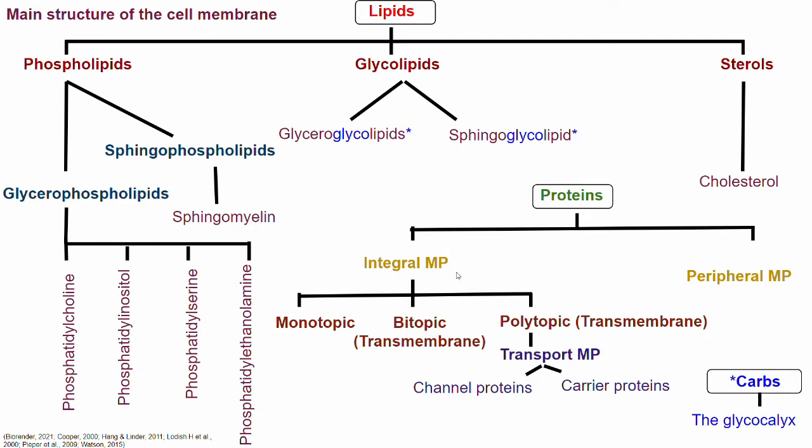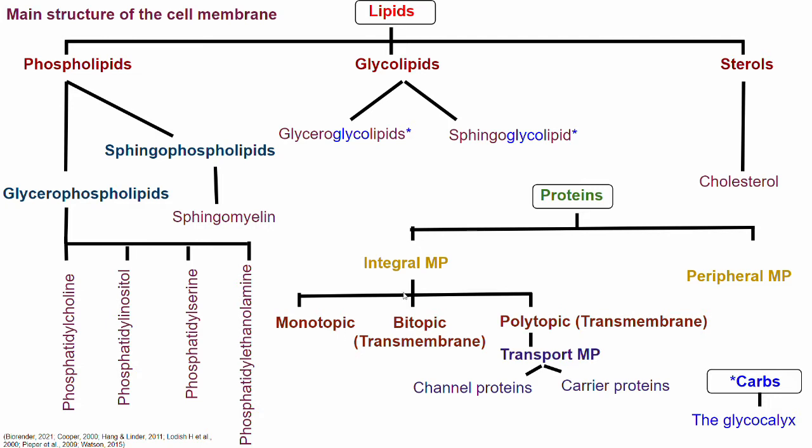extract integral membrane proteins. But in the case of peripheral membrane proteins, you can extract them in the lab without the need to disturb the cell membrane. Okay? Now, there are three main classifications of integral membrane proteins. We have monotopic integral membrane proteins. These are proteins that penetrate only one leaflet of the cell membrane. So they don't penetrate the whole cell membrane. They only penetrate one leaflet, either the outer or the inner leaflet.